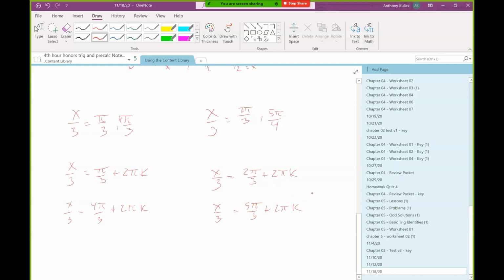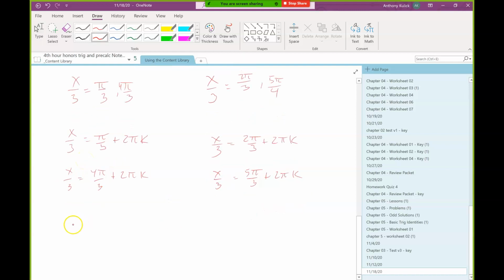Okay. Now to get the x by itself, I have to multiply each side by 3. So that's going to give me pi plus 6 pi k. This one's going to give me 4 pi plus 6 pi k. This next one is going to give me 2 pi plus 6 pi k. And this one is going to give me 5 pi plus 6 pi k.